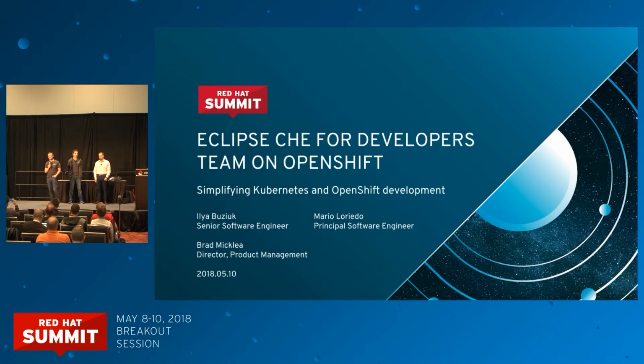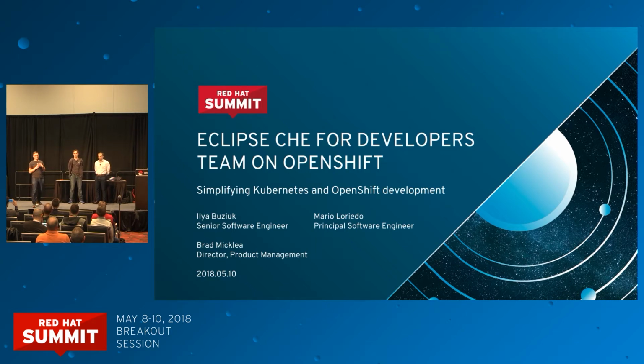We're going to be talking today about Eclipse Che, which is an open source project designed to make container native development super easy. We're going to be focusing, of course, on using Eclipse Che with OpenShift, as you'd expect, but it does also work, of course, with native Kubernetes.